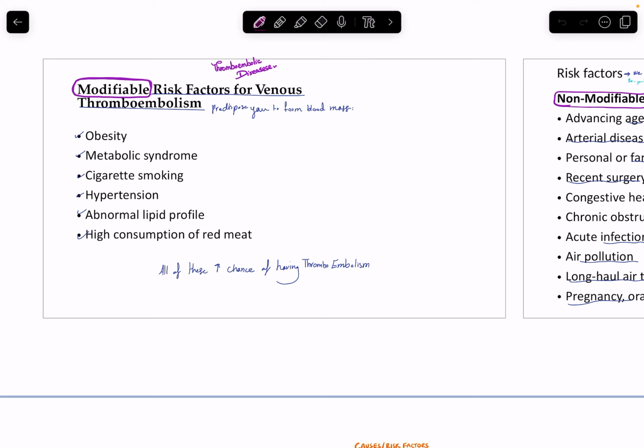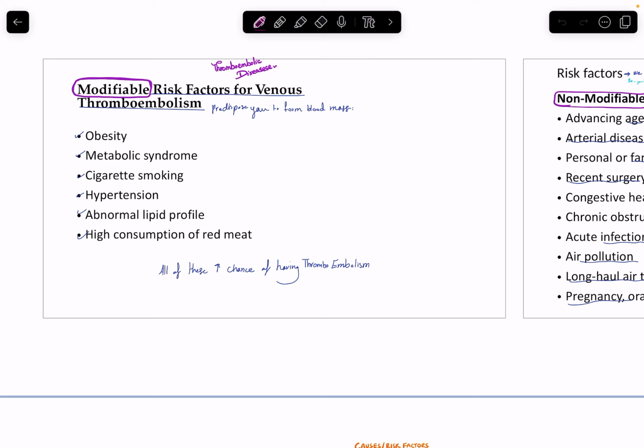So, there are risk factors for people who form thrombosis. Basically, if they're obese, overweight, have metabolic syndrome, smoke, have hypertension, or dyslipidemia, high cholesterol, these are people who are more predisposed to having blood clots. There are some things that are non-modifiable. The older you get, the more likely you are to have it. If you have hypertension, the more likely to have it. Family history, the more likely to have it.